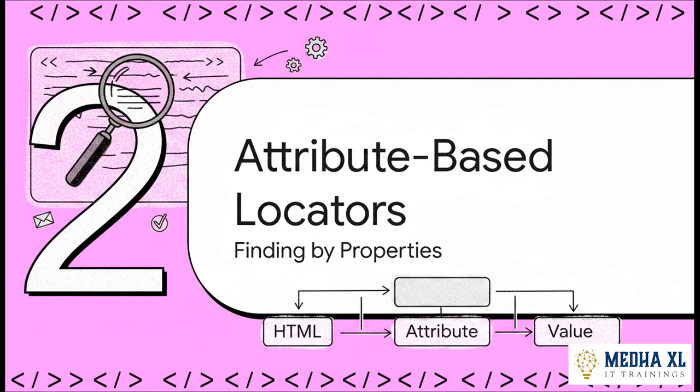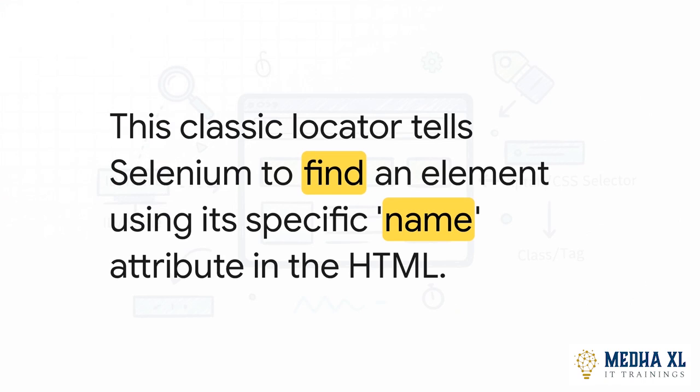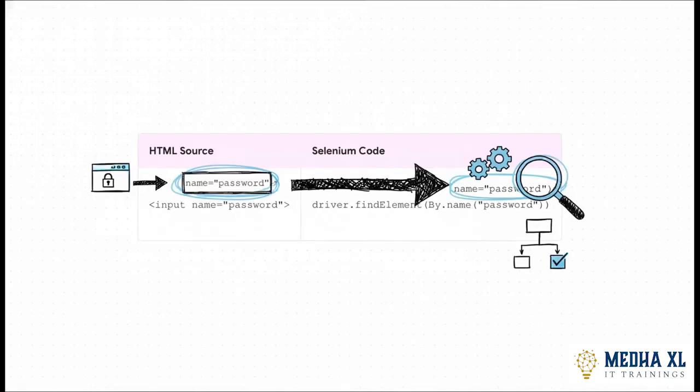We're going to start with the most common type, attribute-based locators. These work by looking for specific properties or attributes that are written right into the web page's HTML code, the fundamental language that structures the whole page. First up, we've got a real classic, finding an element by name. The strategy here is super straightforward. It just tells Selenium to scan the HTML and find an element that has a specific name attribute. Simple as that.